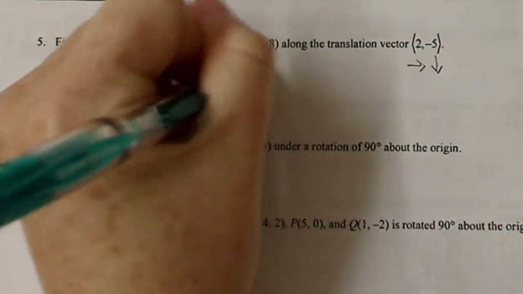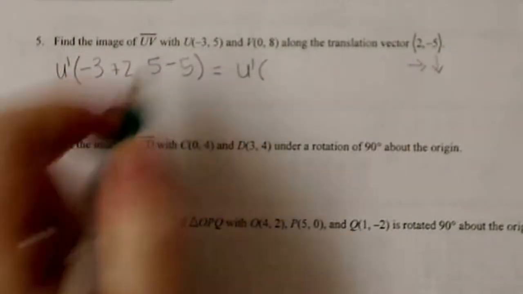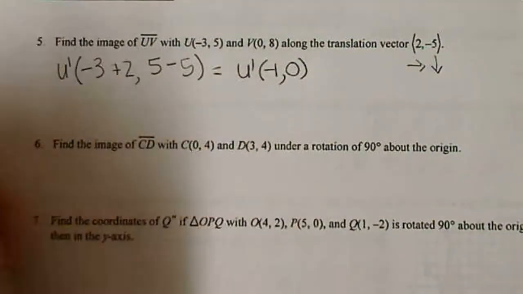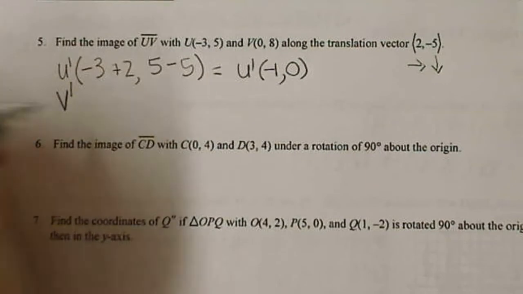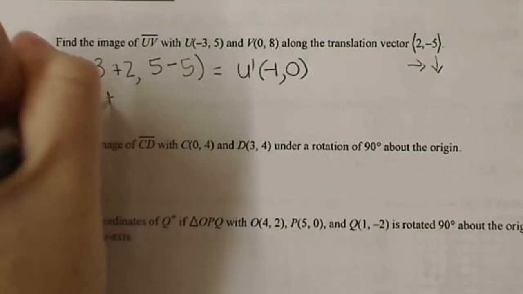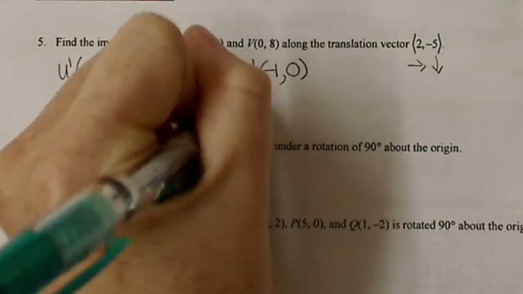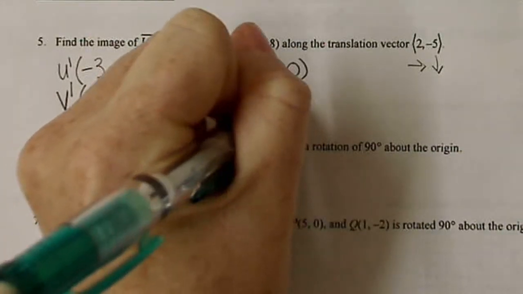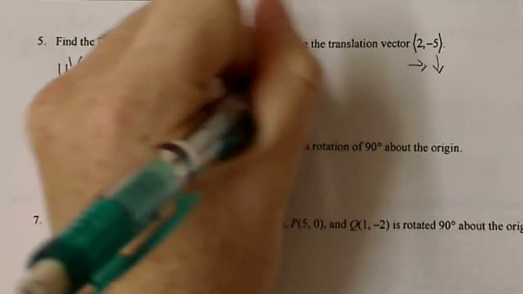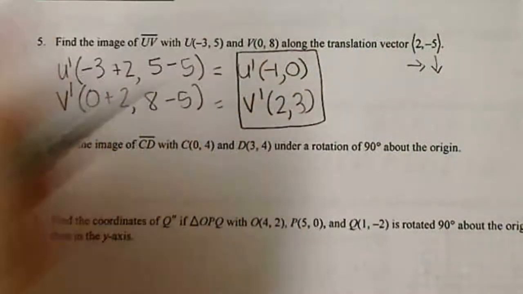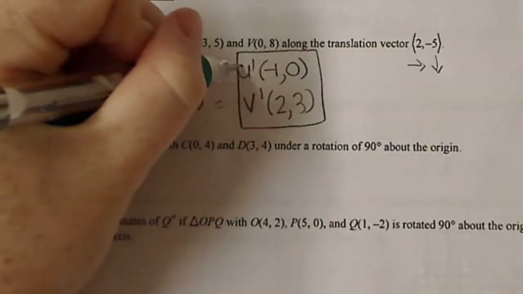So our new U point is going to be at negative 1, 0. And V, same thing, 0 plus 2 and 8 minus 5. Our new V point is at 2, 3. And you can check it with a graph if you'd like.